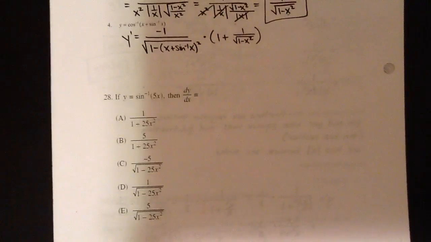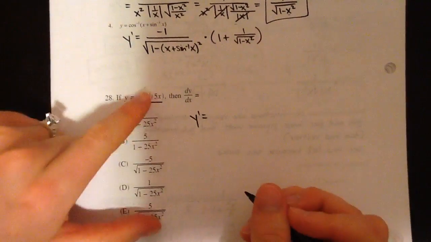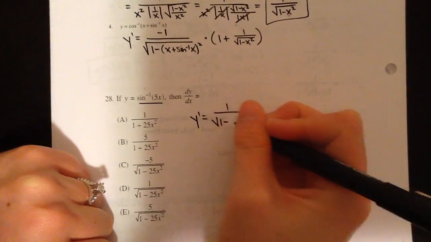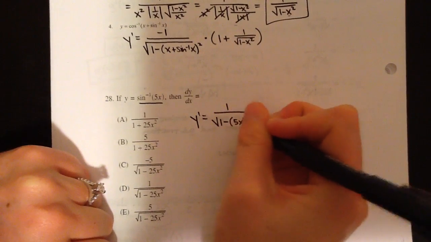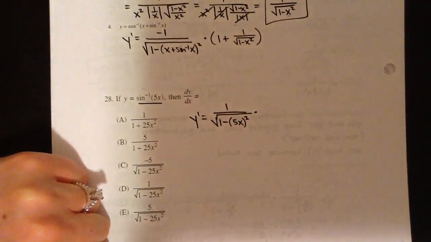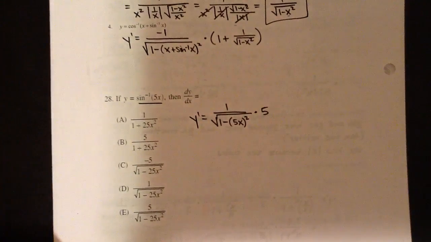All right, last little thing here. This one's really, really quick and easy. This is something that could appear on a multiple choice section. 28 would be a non-calculator on the multiple choice section. So when we take the derivative of this, y prime equals the derivative of the main function. I've got 1 over the square root of 1 minus x squared, but of course I'm going to plug in a 5x instead of an x. And then I multiply by the derivative of my nested function. My nested function is a 5x, so its derivative is a 5.